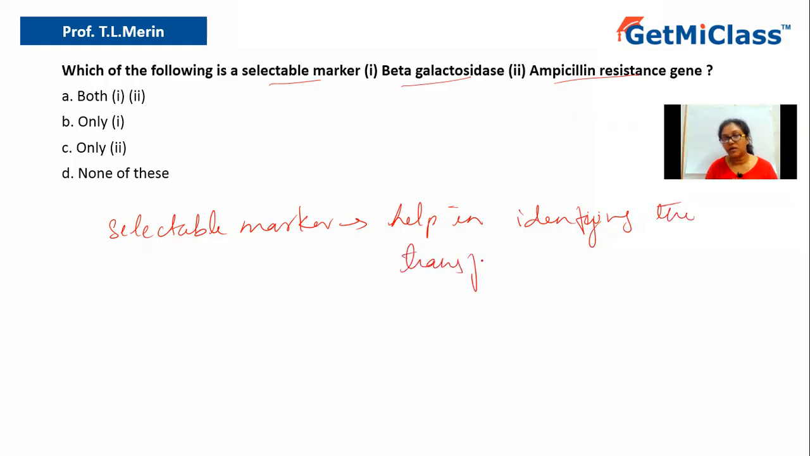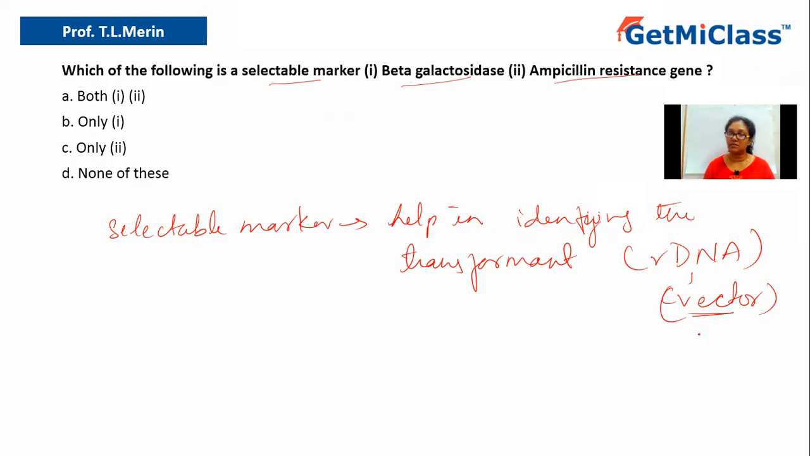So what do you mean by transformants? The transformants are the ones which contain the rDNA, that is recombinant DNA, or you can say the gene of interest. And where is that gene of interest? Within the vector. Now this vector should have selectable markers, which will help us to identify the transformants, because this vector will also carry the foreign DNA, the gene of interest.